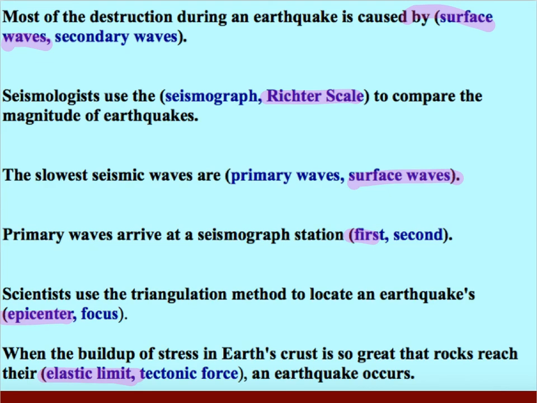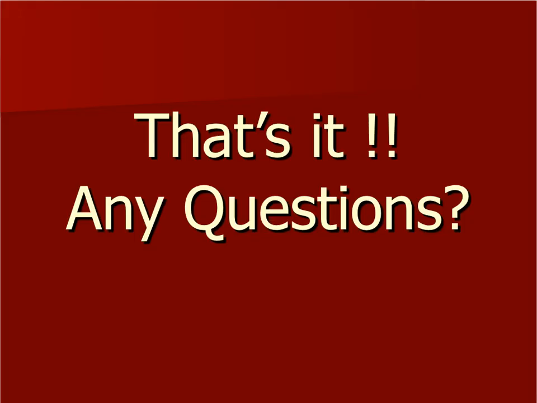Another few questions. It says, most of the destruction during an earthquake is caused by what type of wave? And that's surface waves. Seismologists use the Richter scale to compare the magnitude of earthquakes. The slowest seismic waves are surface waves. Primary waves arrive at a seismograph station first. Scientists use the triangulation method to locate an earthquake's epicenter. And when the buildup of stress in Earth's crust is so great that rocks reach their elastic limit, an earthquake will occur. And that's it.